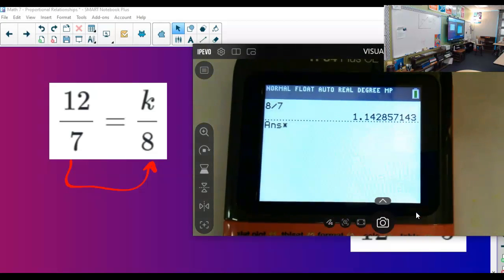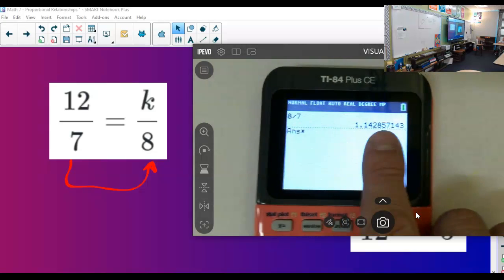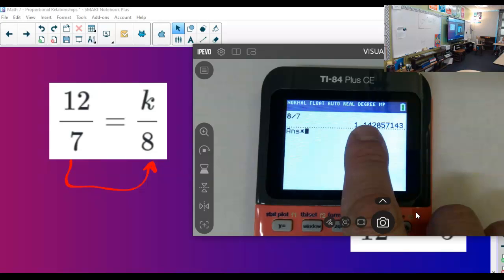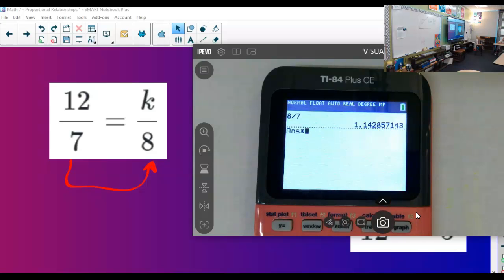See how it says ANS? Anyone know what that stands for? It's the answer. It's the previous answer. So it will grab that number. I don't have to type it. It just grabs that number, and now I can do times 12.